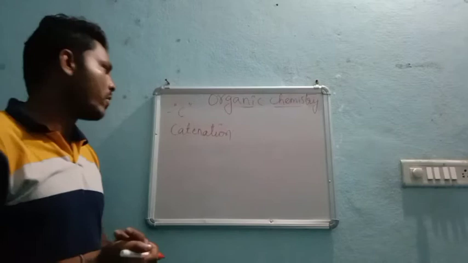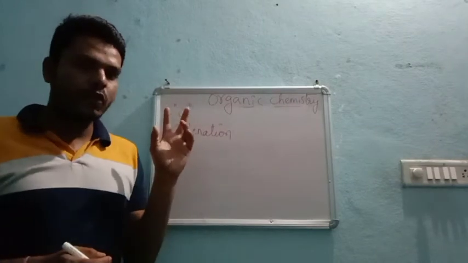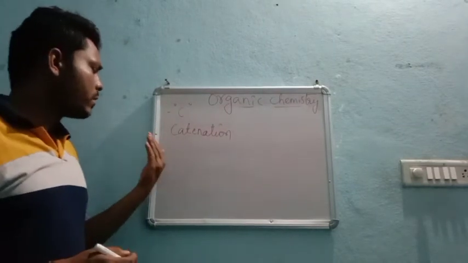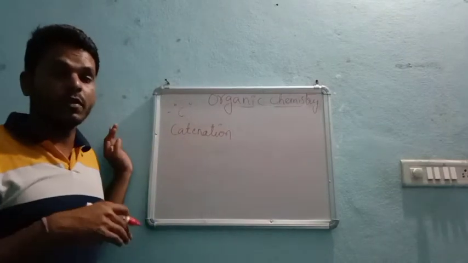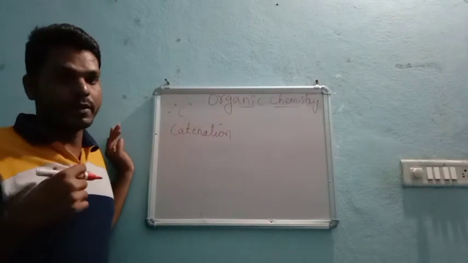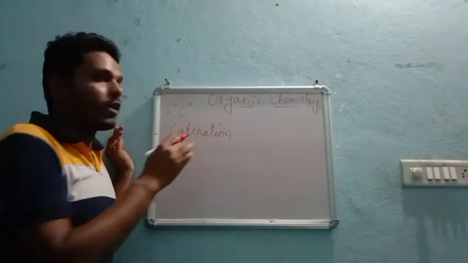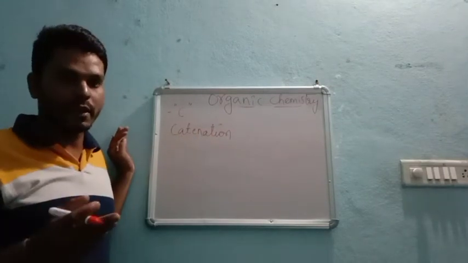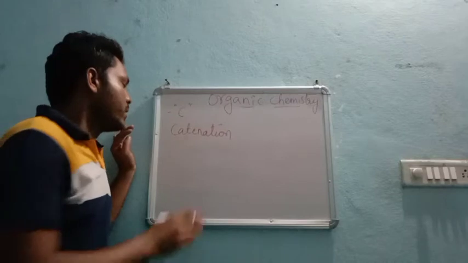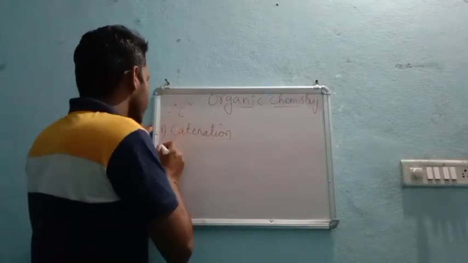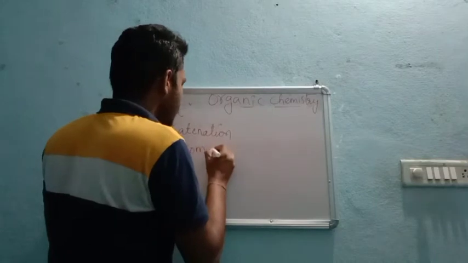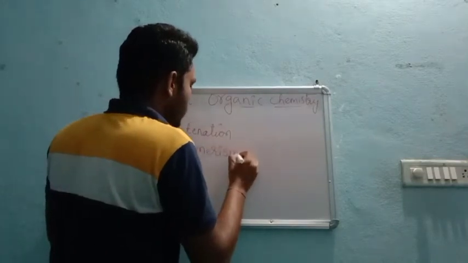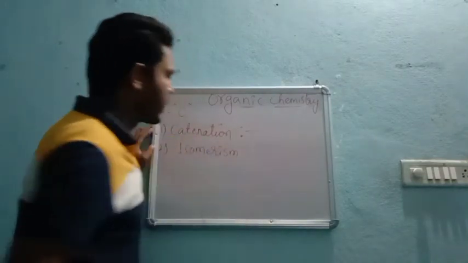What is catenation? There are 2 different characters it shows as compared to other elements. So these characters will not be shown by other elements present in the periodic table. Right? So the first one is catenation and the second one is isomerism. Already you saw. Right? So let me explain the first one, catenation.